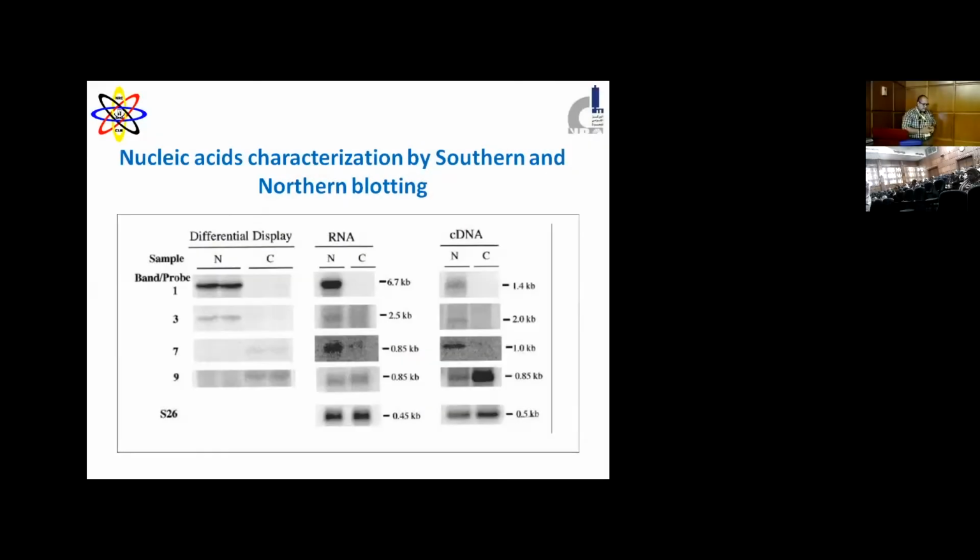So now I talked about proteins. Now we go for the characterization of viral nucleic acid or host nucleic acid. If you don't have nylon membranes or nitrocellulose membranes, you wouldn't be able to characterize the RNA by northern blot or the DNA by southern blot, or you cannot also do differential display analysis for gene expression analysis.